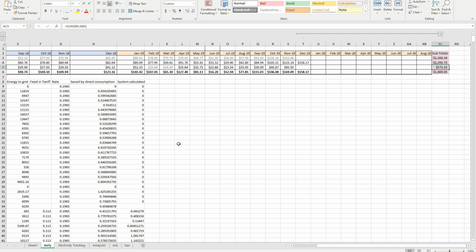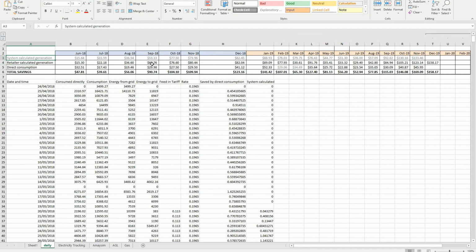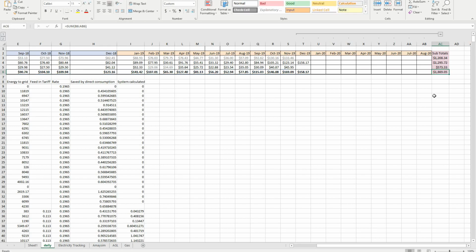So here I actually track my monthly spend for my electricity, as well as how much direct consumption I have, as well as what the retailer gives me back. So I know how much I'm saving in total. Obviously, the combination of what the retailer is giving me plus my direct consumption is my total savings. The system calculated one is just for me to know whether I'm on par or not, and this is really difficult because the retailer does not calculate the first of the month to the end of the month. It's in between, so I just like tracking the system calculated bits for my benefit, but it doesn't really mean too much.